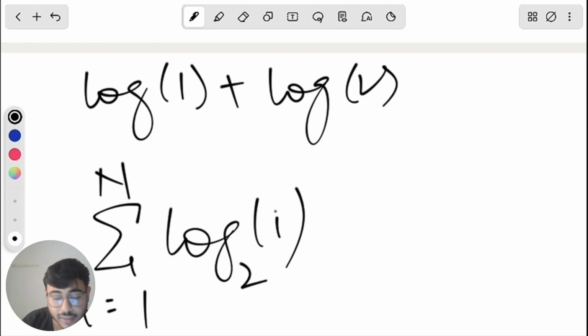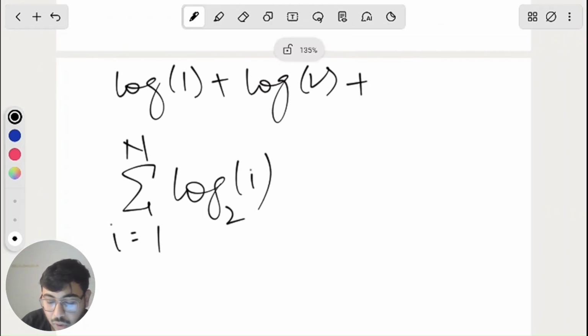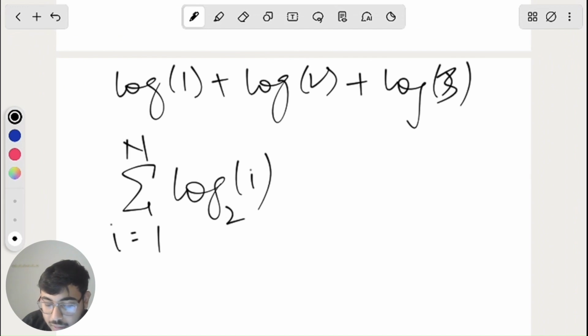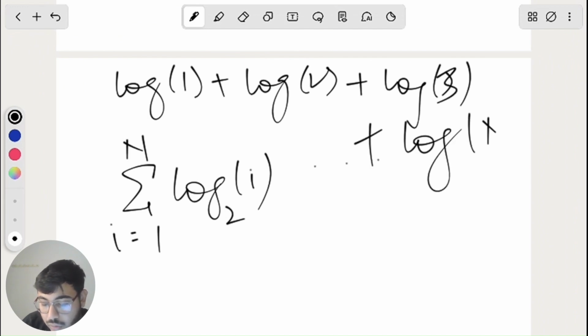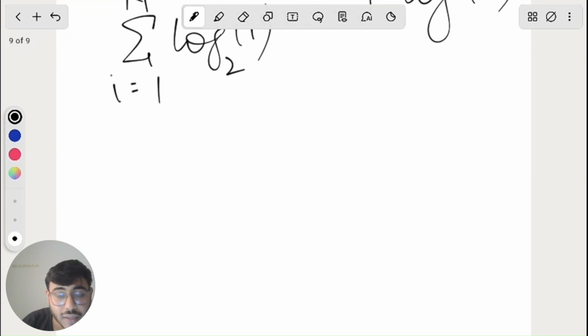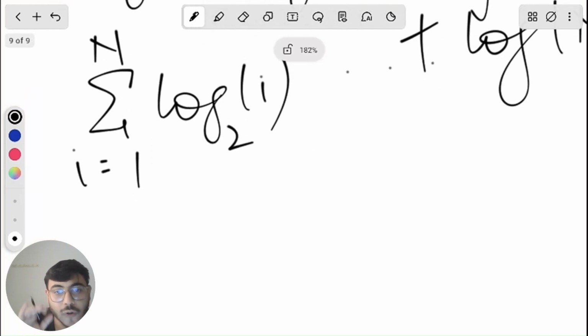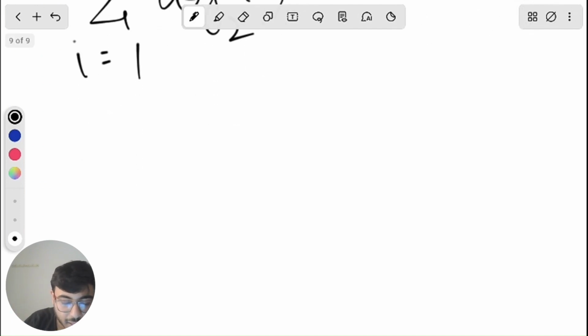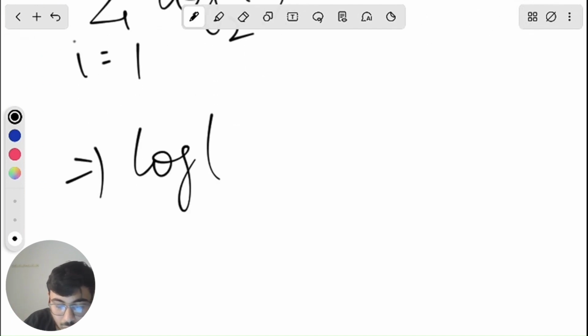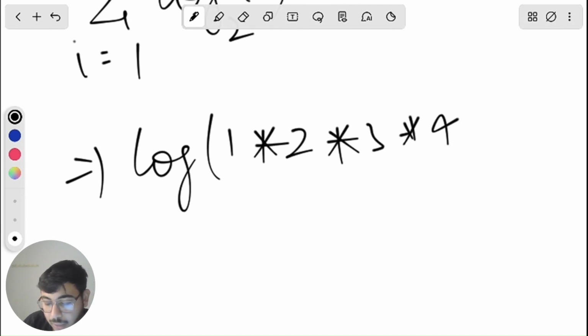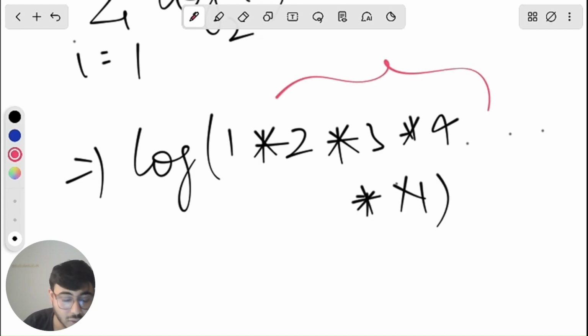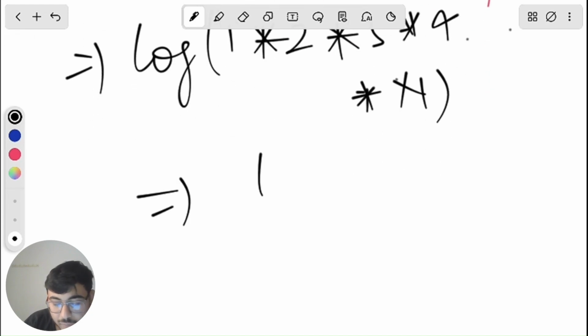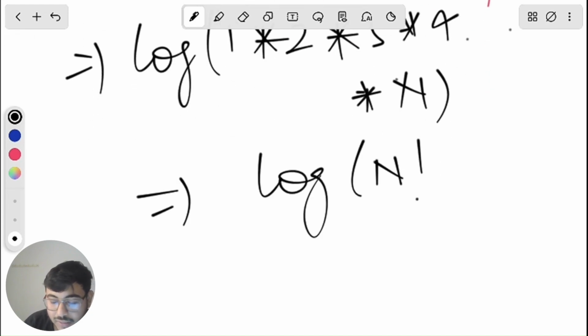This is base 2 because we were multiplying by 2, right? So this will be log 1 plus log 2 plus log 3 and going up to log of n. This is a series, so how do we calculate it? We know the property of log. What is the property of log? Log of a plus log of b is log of a into b. So we will combine it. This will be log of 1 into 2 into 3 into 4 up till n. And what is this? This is basically n factorial, right? So the time complexity will be log of n factorial. Nice, right? This is log of n factorial.